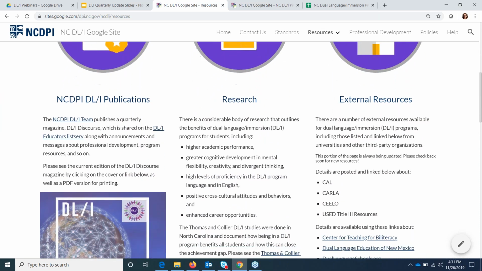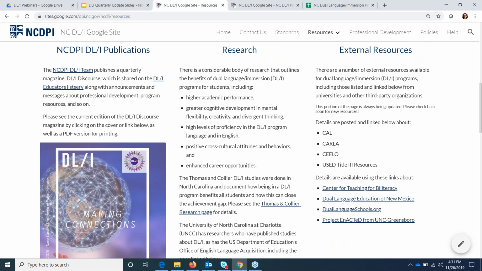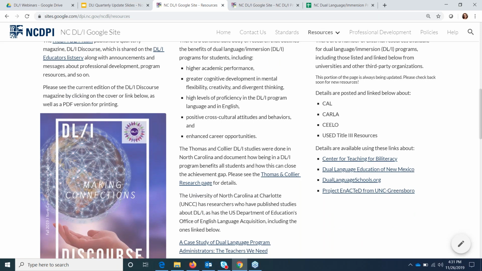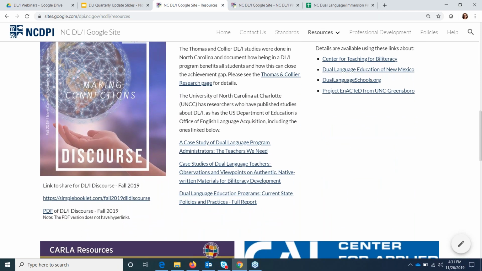The first thing you'll see going down the middle of the page under research is the statement we just shared about the benefits for students in being in a DLI program. We go on then to talk about the Thomas and Collier studies and how they were done in North Carolina as a longitudinal analysis of benefits. And we even have some research posted from our colleagues at the University of North Carolina at Charlotte, UNCC, with their recent publications. We do add things from time to time, so look for that there.